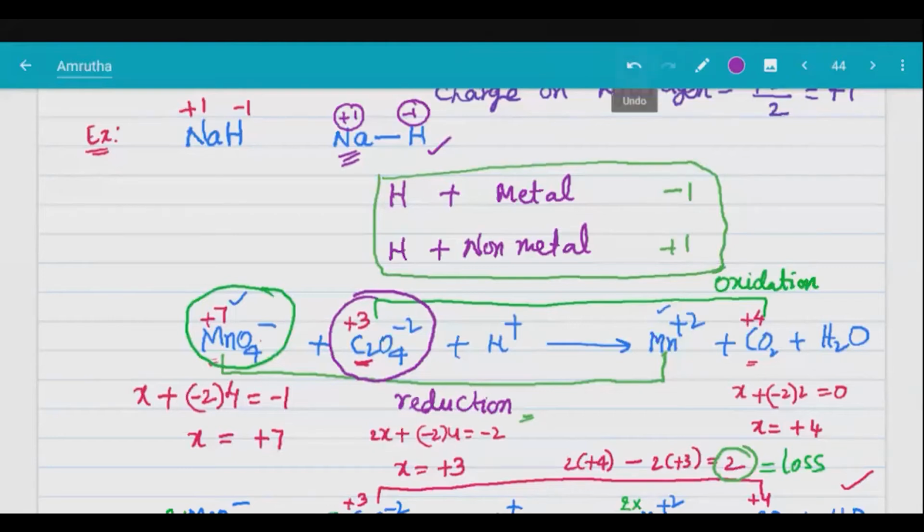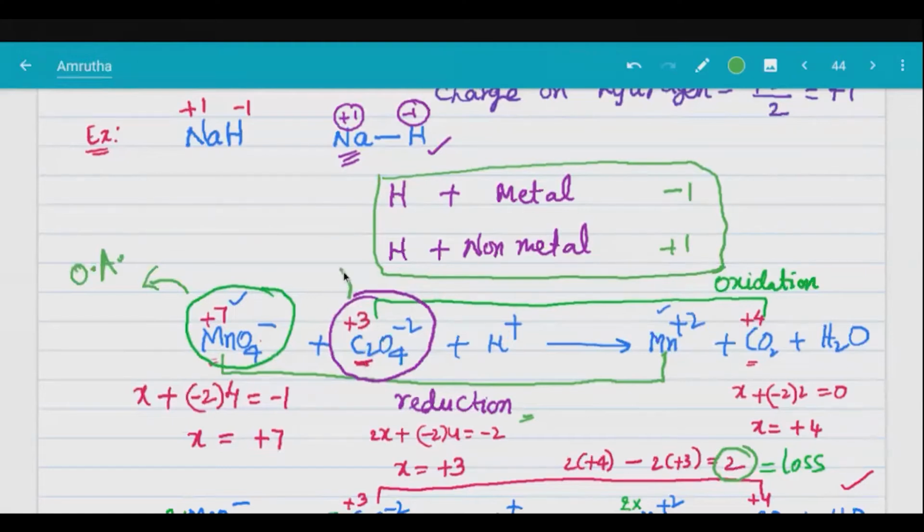Yes, Shravya, it will be mentioned in the question itself, whether it is acidic medium or basic medium. Okay, fine. Listen. Green, because this is the oxidizing agent, no doubt. Why? Because an oxidizing agent will oxidize other species. It is oxidizing carbon. See, MnO4 minus is oxidizing carbon. Carbon is going from +3 to +4.